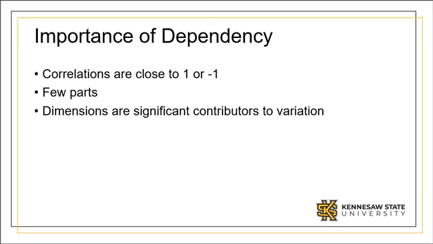Conservatively speaking, it is wise to consider dimensions associated with the same part to be dependent. Only if it can be conclusively shown that they are not can we assume independence. Some key indicators would be correlations close to 1 in magnitude, very few parts in the tolerance stack, or dimensions known to be significant contributors to variations of the system.